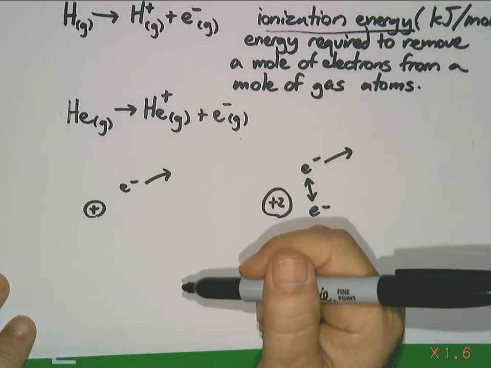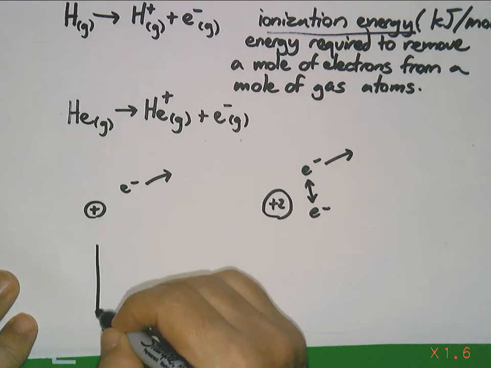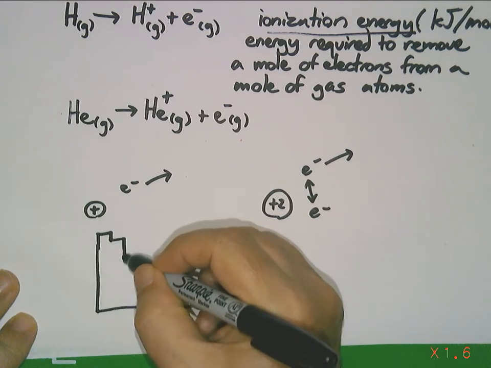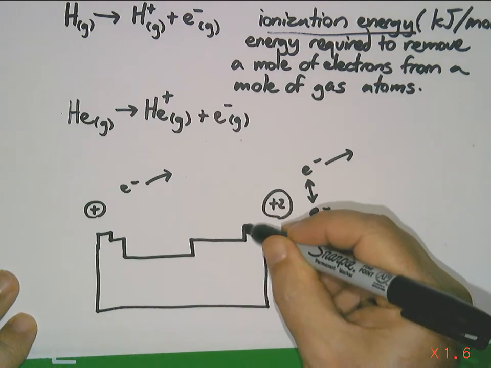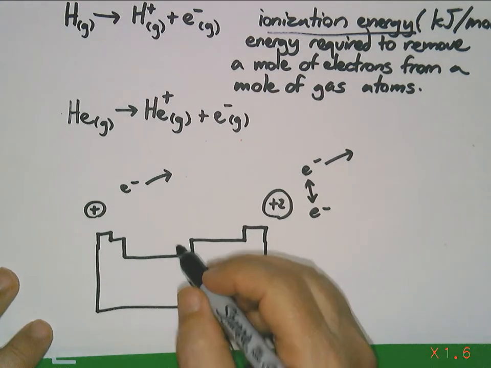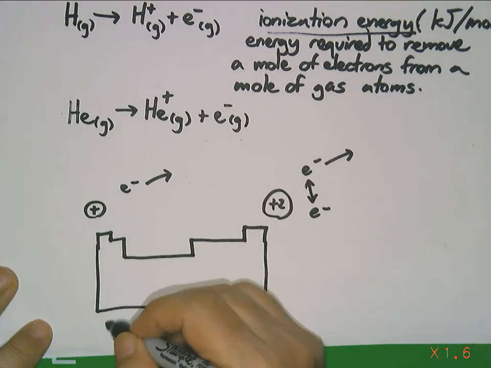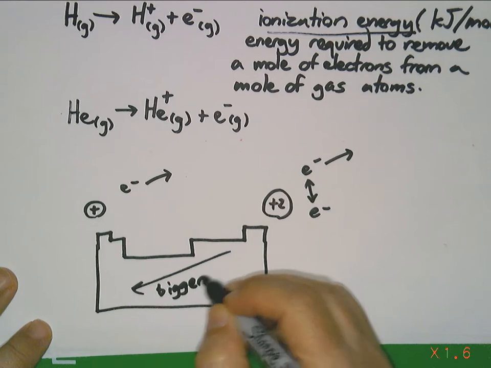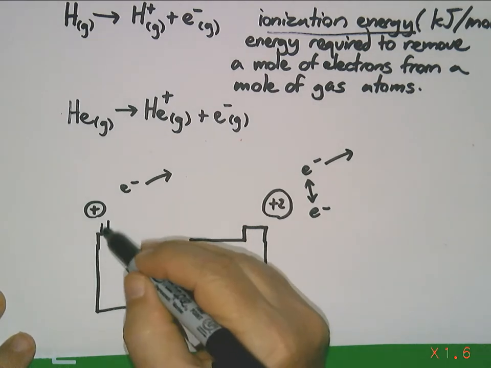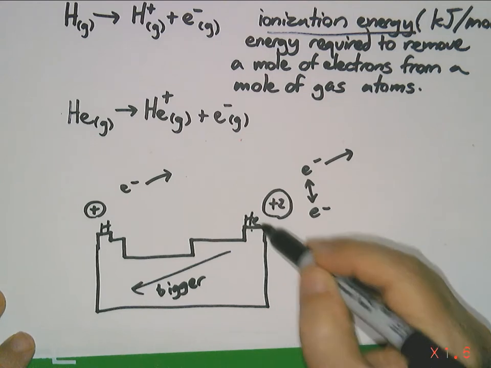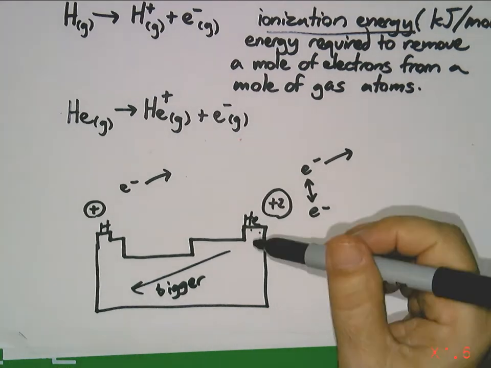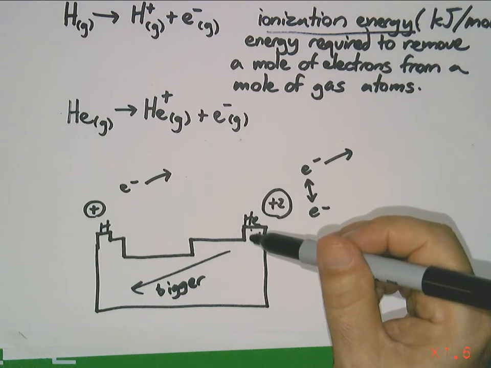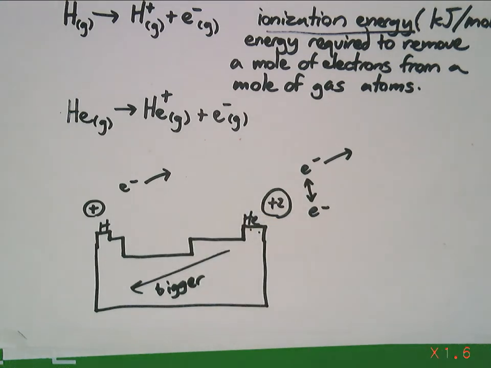Let's think about the sizes of the atoms. Here's our periodic table. And remember, we go bigger going to the left and bigger going down. So overall, bigger is this way. Okay, what's going to be bigger? Here's hydrogen and here's helium. Well, according to my trend here, the helium is going to be the smaller. It's going to be smaller than hydrogen.